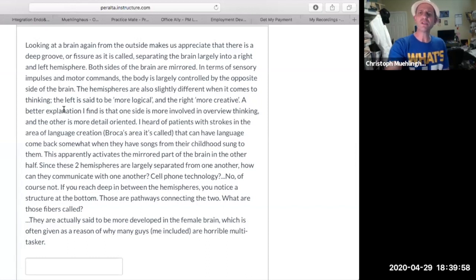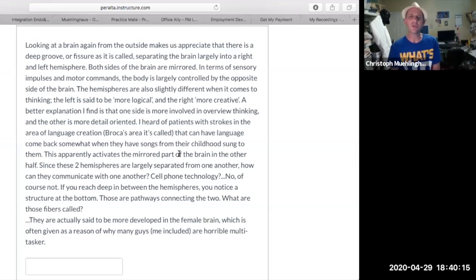I heard of patients with a stroke in a language area called Broca's area that can have language come back somewhat when they have songs from their childhood sung to them. This apparently activates the mirror part of the brain in the other half.